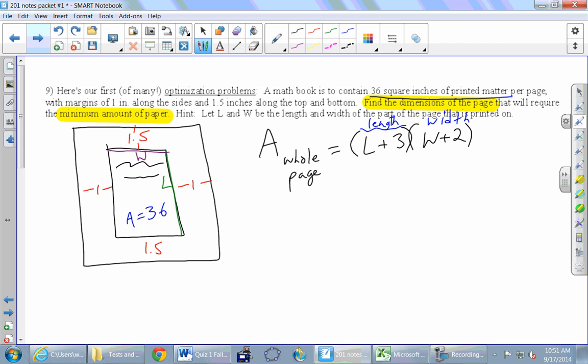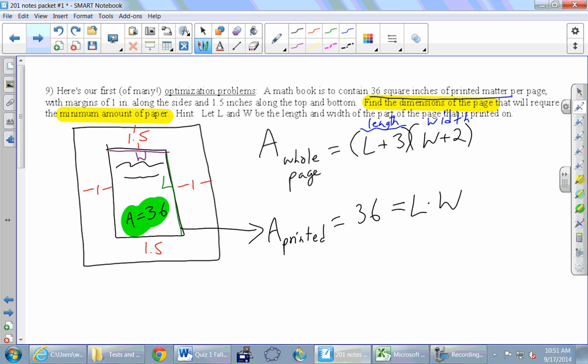And we haven't used this important fact over here, that the area of the printed page is 36, and so we can translate that into an equation. Area of the printed stuff is 36, but in terms of letters, it's L times W, right, for the inner rectangle. Okay, so we can take this equation, the last one, solve it for one letter, and then replace that letter in the original equation. That's how we're going to get the L and W from the first equation down to a single letter.